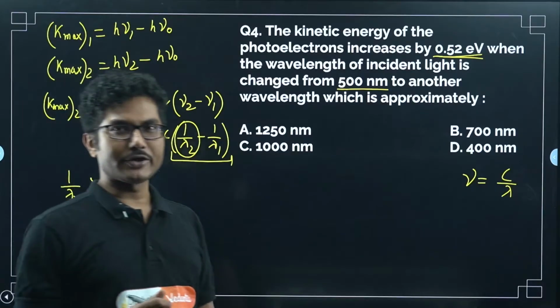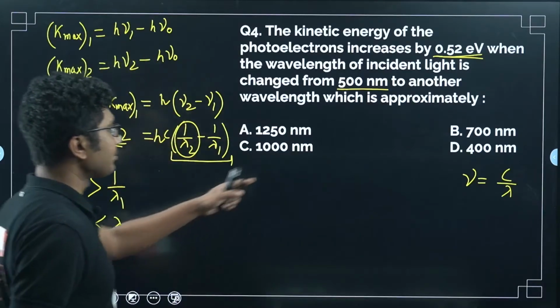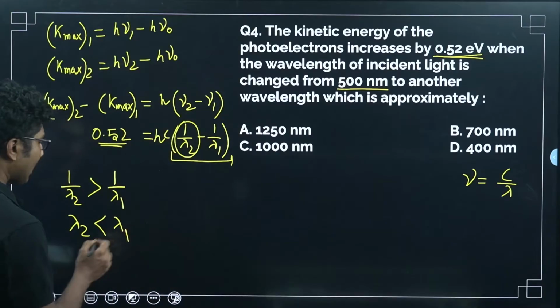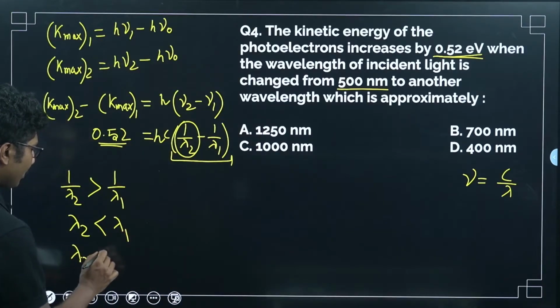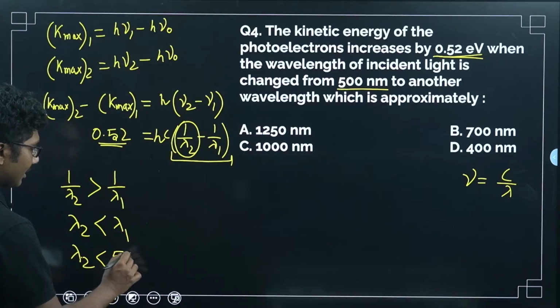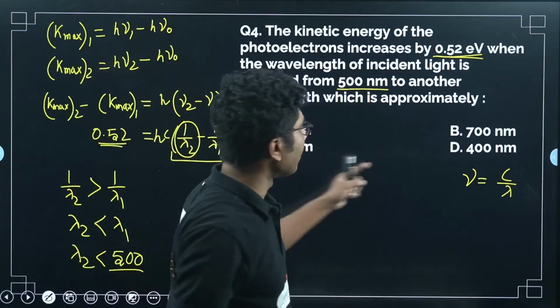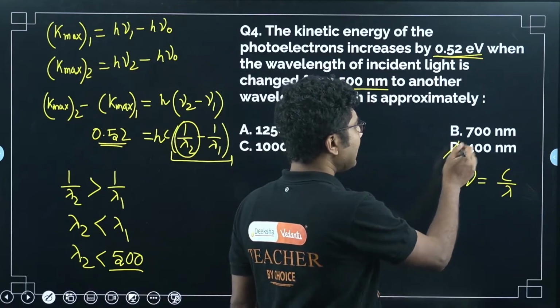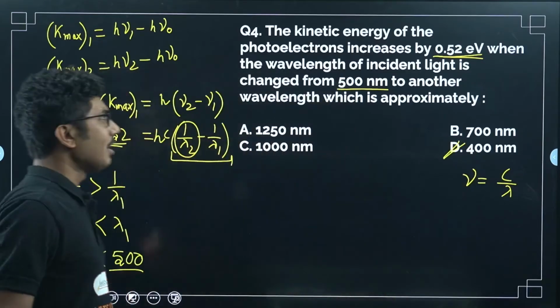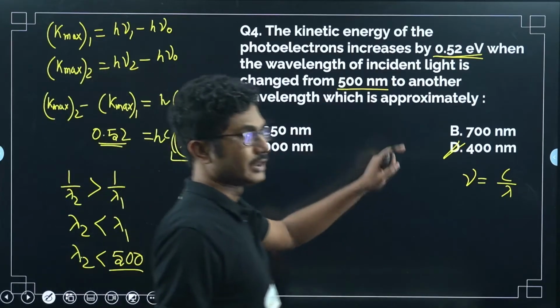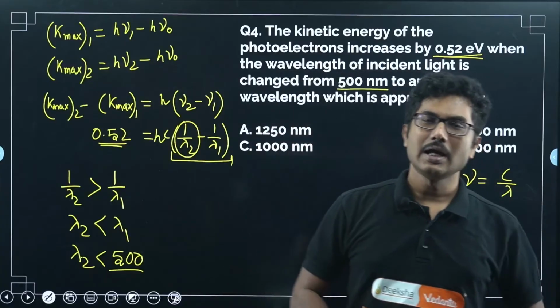So now if you see all the options, lambda 1 is given as 500, so lambda 2 should be less than 500. If you see all the options, only one option is less than 500, so the correct answer is 400. So from here you can answer it: 400.